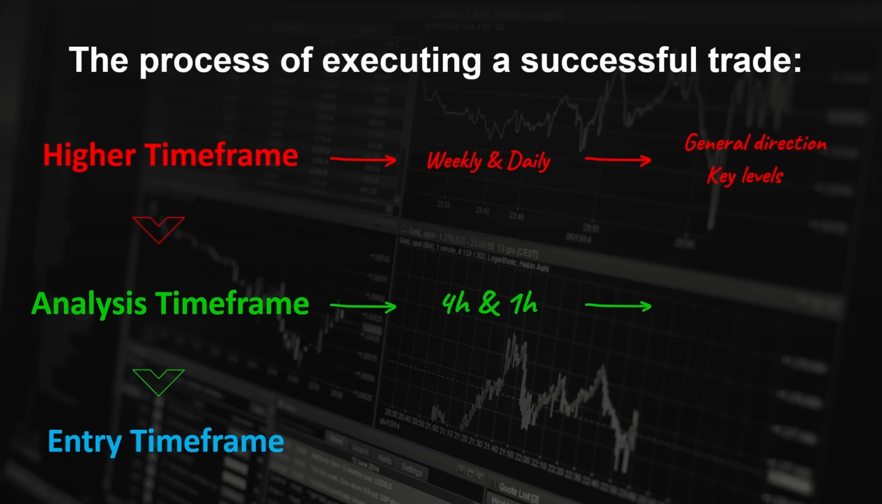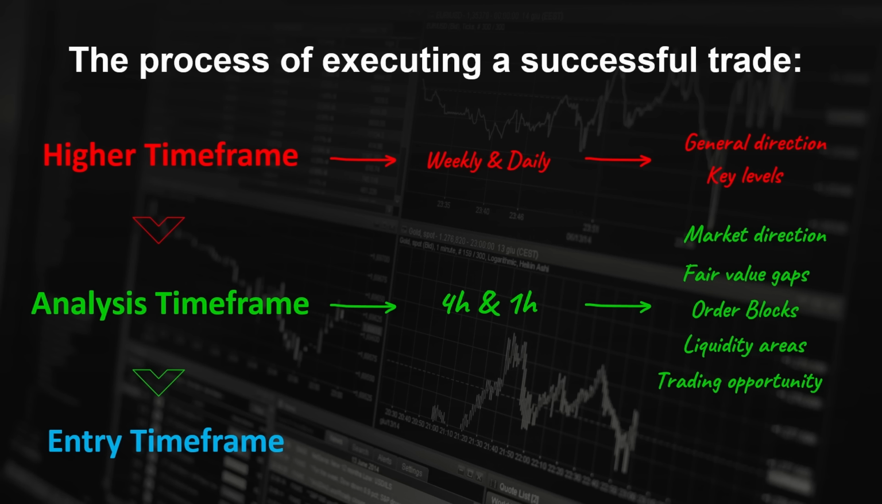Secondly, we have analysis time frames, where we conduct most of our analysis, including applying concepts such as identifying market direction, fair value gaps, order blocks, liquidity areas, and potential trading opportunities. Finally, we have entry time frames of 15 minutes and 5 minutes, where we seek confirmations before entering the trade.